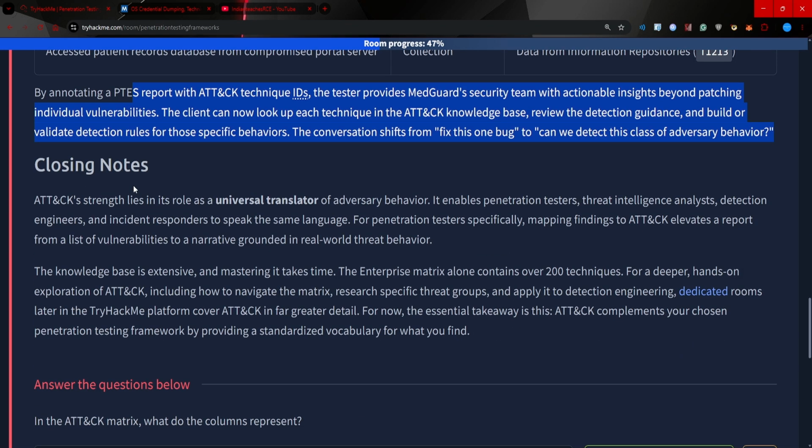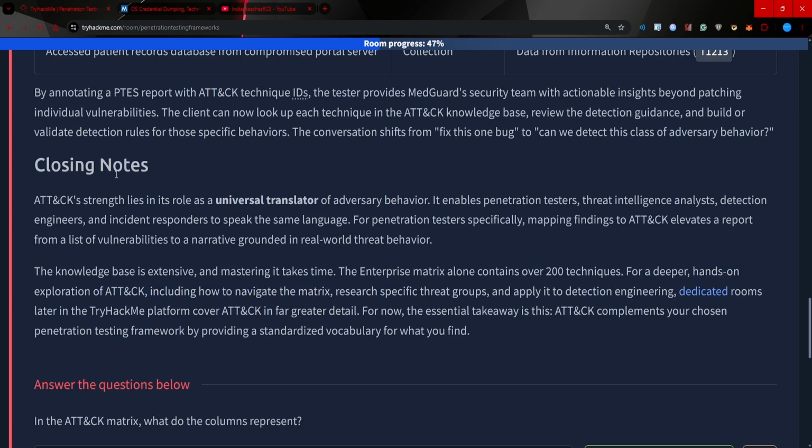Closing notes. ATT&CK's strength lies in its role as a universal translator of adversary behavior. It enables penetration testers, threat intelligence analysts, detection engineers, and incident responders to speak the same language. For a penetration tester specifically, mapping findings to ATT&CK elevates a report from a list of vulnerabilities to a narrative grounded in real-world threat behavior. The knowledge base is extensive and mastering it takes time. The enterprise matrix alone contains over 200 techniques.